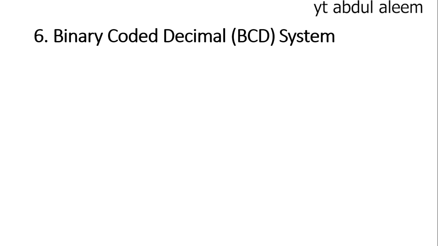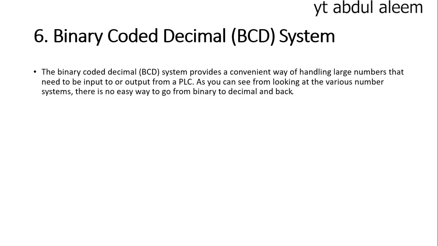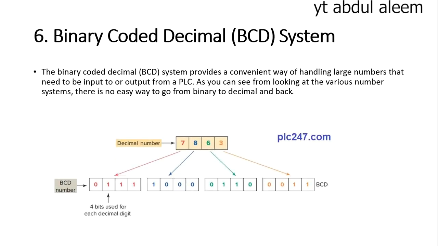Binary coded decimal, BCD, system. The binary coded decimal, BCD, system provides a convenient way of handling large numbers that need to be input to or output from a PLC. As you can see from looking at the various number systems, there is no easy way to go from binary to decimal and back. In this picture you can see the binary coded decimal, BCD, system.